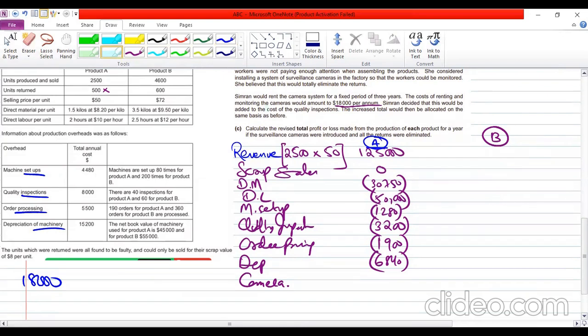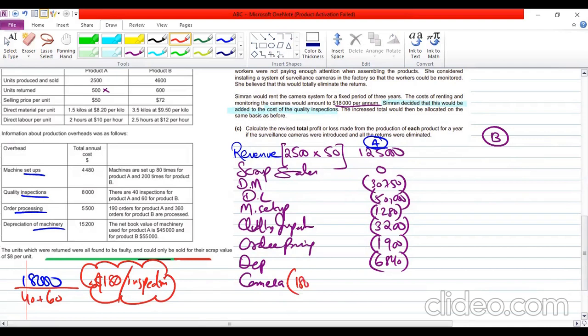And she wrote in the question that this cost is going to be added as an inspection. So for the camera, 40 plus 60, the camera cost is going to be apportioned as per the inspection. So what is per inspection cost of camera? If the cost is 18,000 divided by 100, so per inspection is going to cost you $180, and you have 40 inspections in product A, going to result a camera cost of how much?